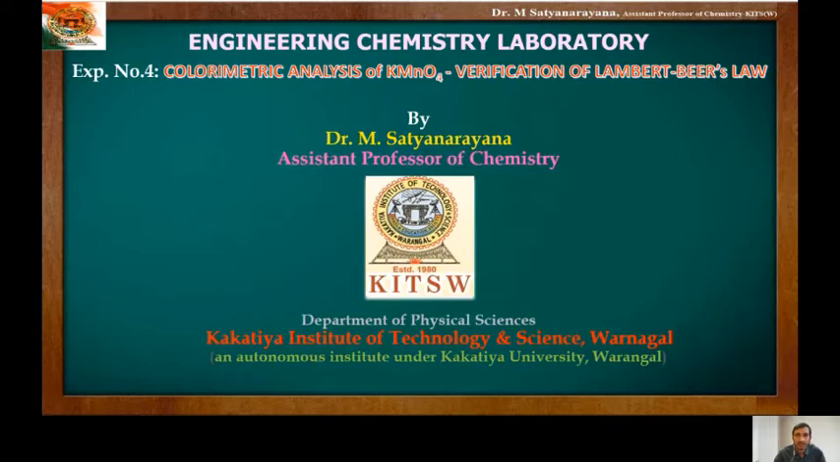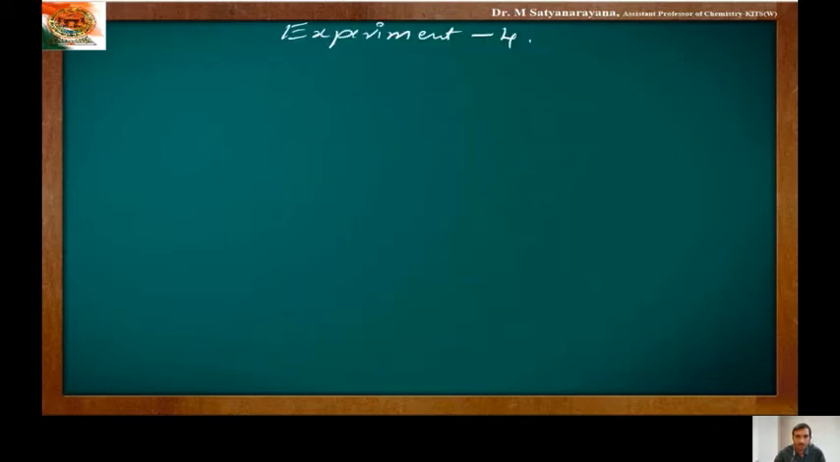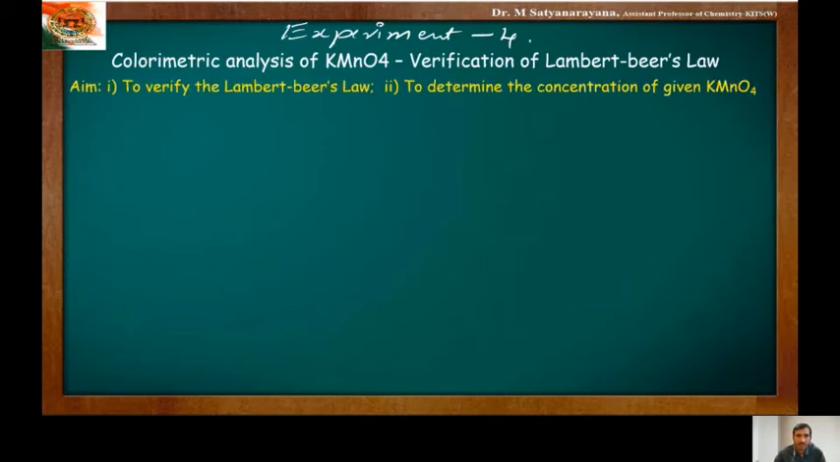Hello students, welcome to Engineering Chemistry Laboratory. Today we are going to discuss experiment number 4. The title of the experiment is colorimetric analysis of KMnO4 and verification of Lambert-Beer's law. The aim of this experiment is to verify the Lambert-Beer's law and to determine the concentration of given KMnO4 solution.